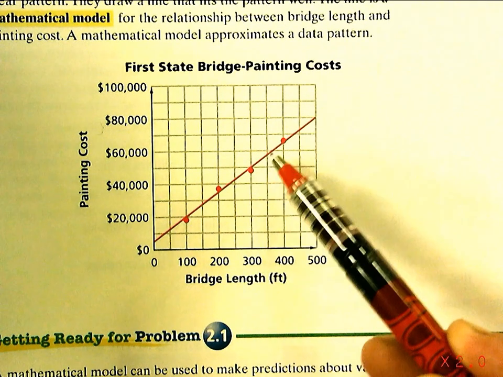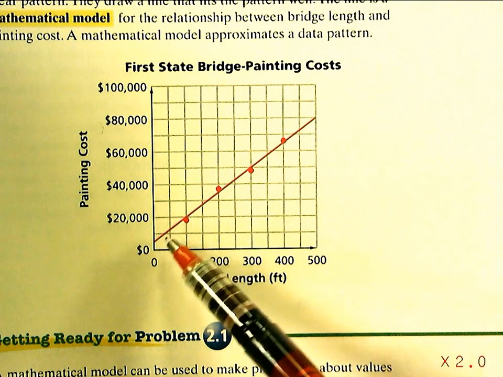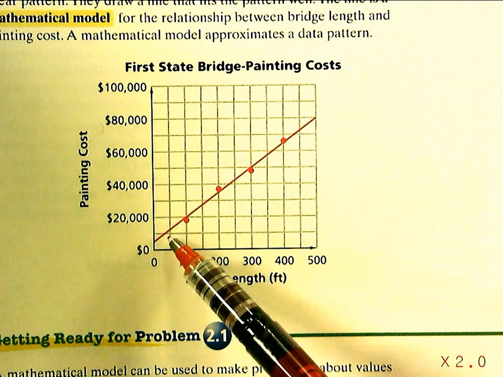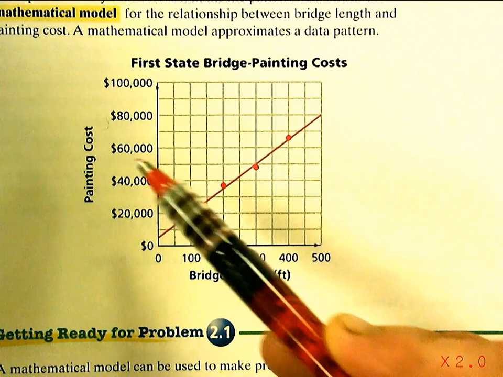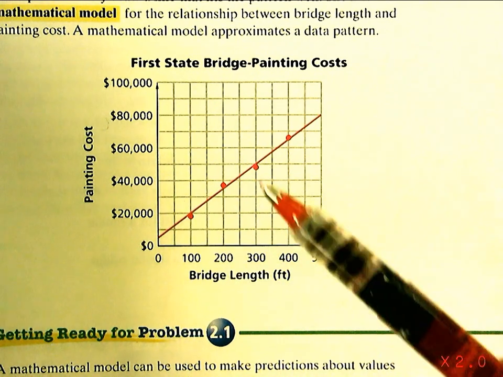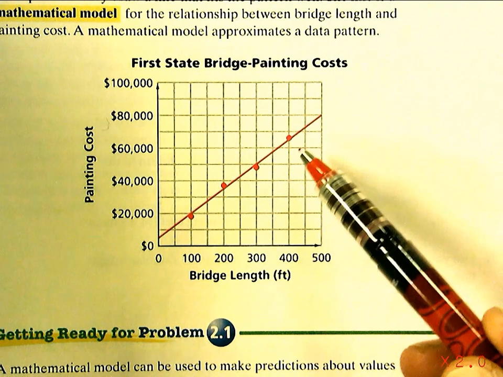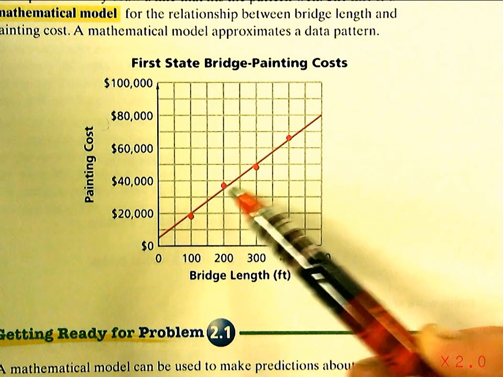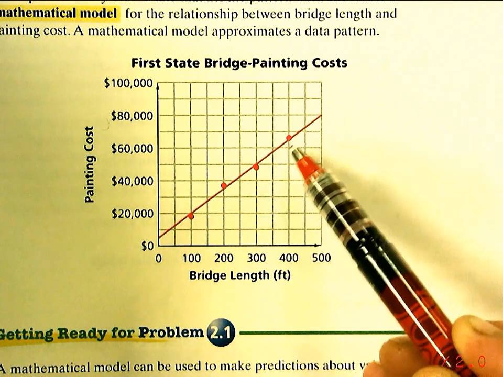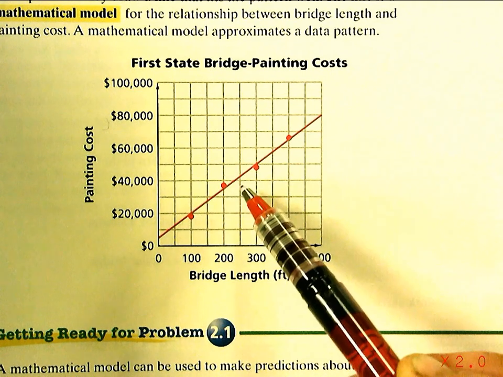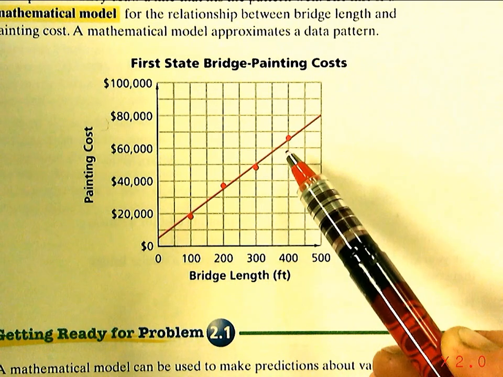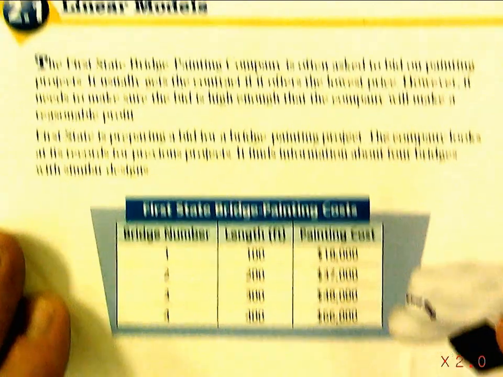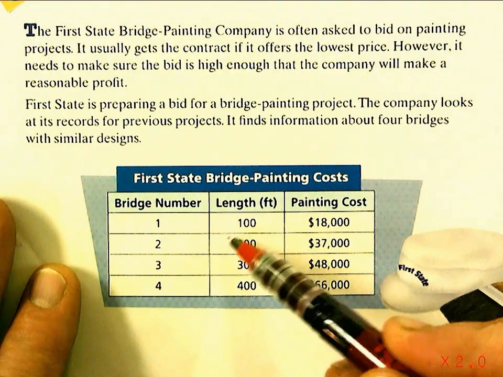It's a mathematical model, and it shows the approximate line or the approximate linear relationship between the bridge length and the painting costs. And so now the challenge mathematically would be, okay, it's not perfect, but it's close enough that we can describe it as a linear relationship, and we should be able to come up with an equation for that information. And normally we would just look at the graph, or the table, and say, well, it goes up by 100, 100, 100.